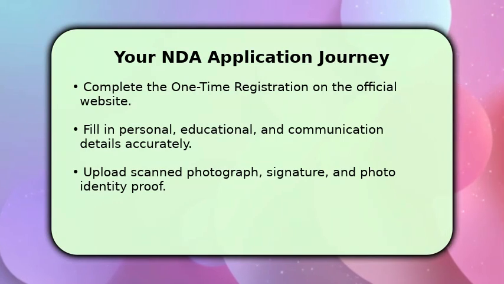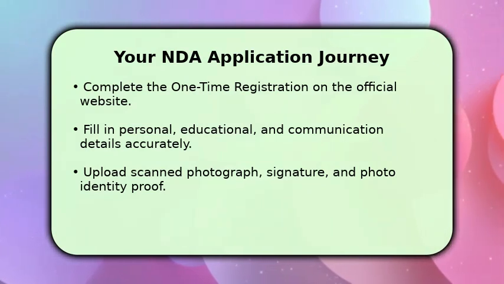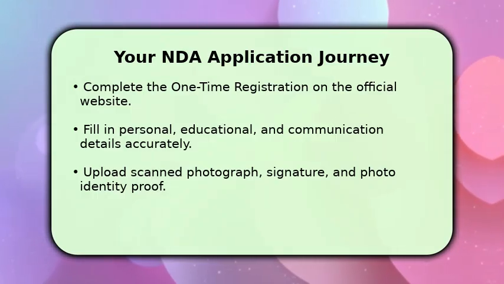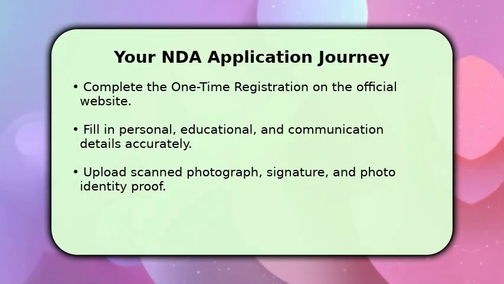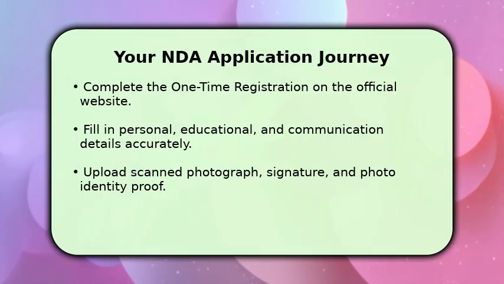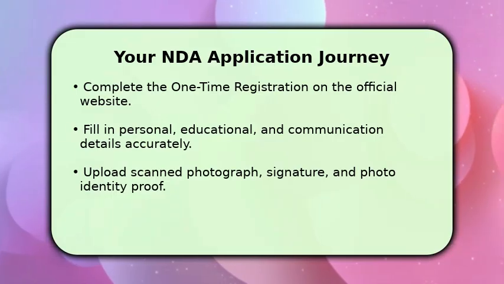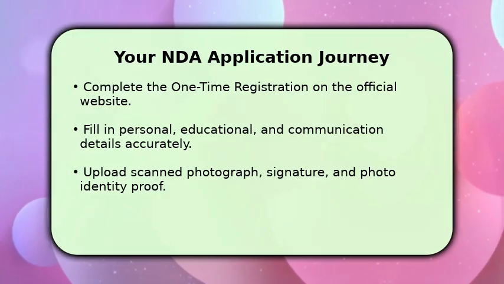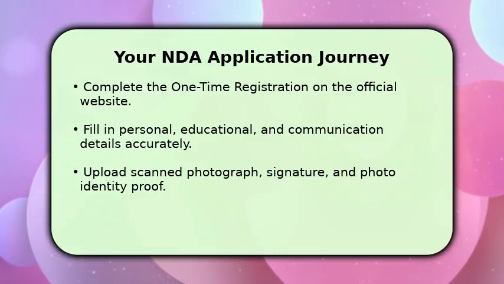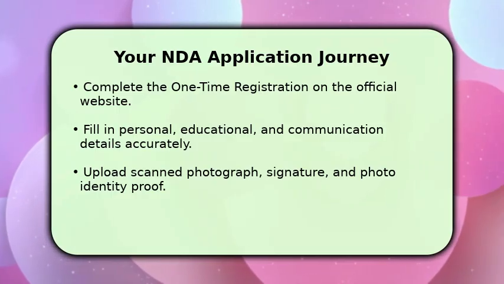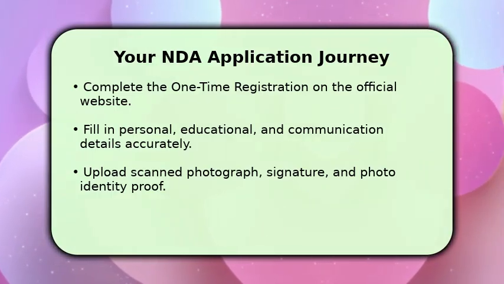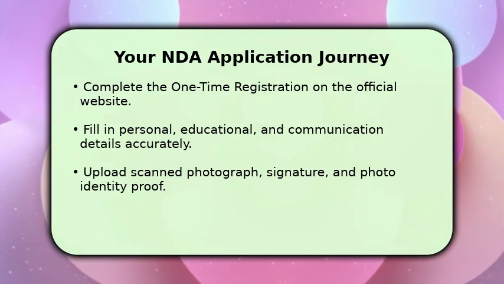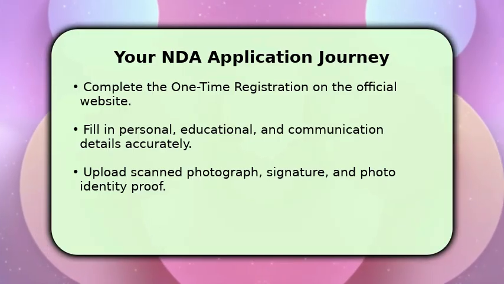The application process begins with a one-time registration on the official website. After registering, you will fill out the detailed application form, providing personal, educational, and contact information. Next, upload scanned copies of your passport-sized photograph and signature, ensuring they are between 20 and 300 KB in size. You will also need a photo identity proof in PDF format. Finally, pay the application fee of 100 rupees. Though female, scheduled caste, and scheduled tribe candidates are exempt.